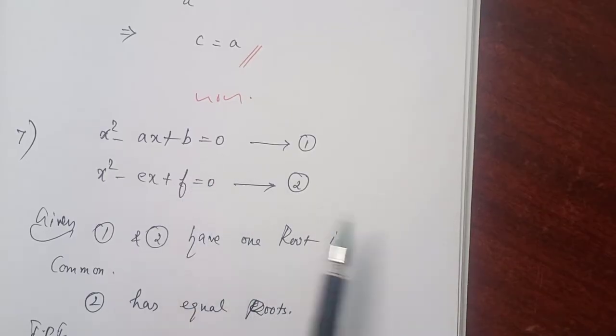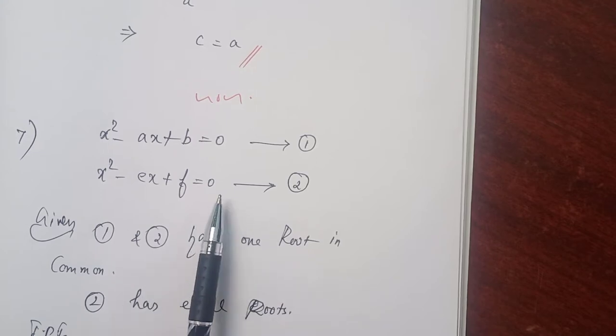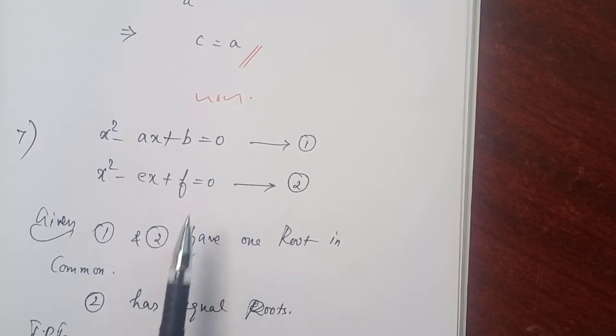Here we have two equations. Condition number 1: these two equations have one root in common. I consider the common root as alpha. And condition number 2: equation 2 has equal roots. Then we have to prove this result. Okay. Let the common root be alpha.